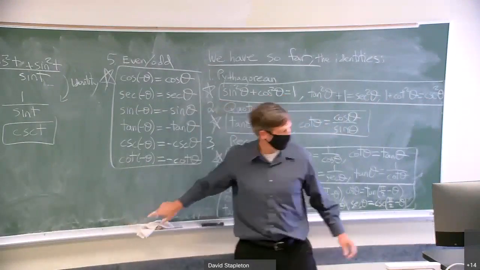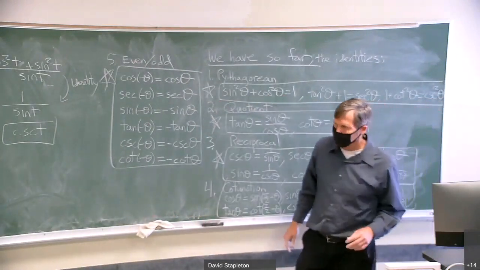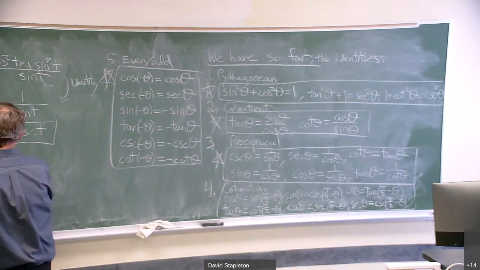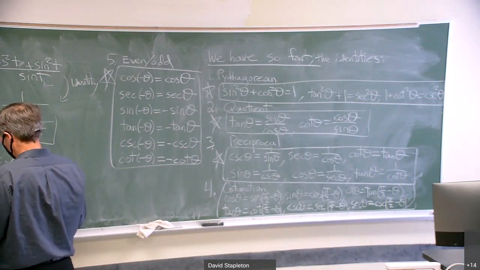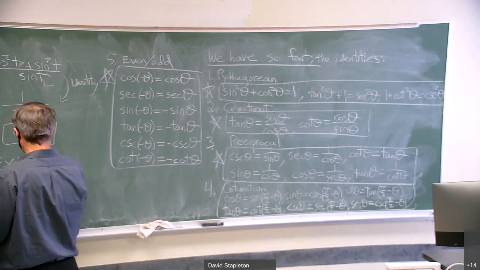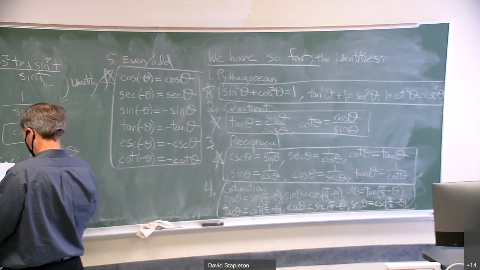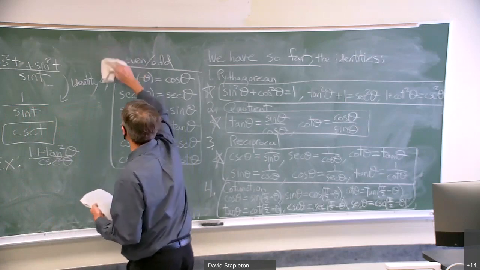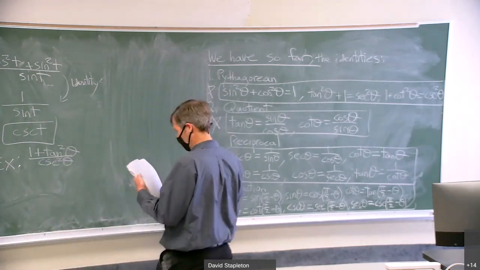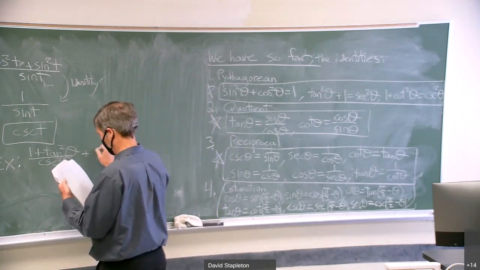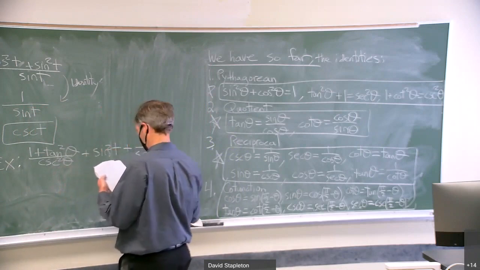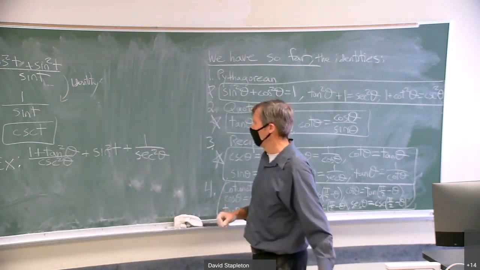All right, so here's another one. Let me do 1 plus tangent squared over cosecant squared plus sine squared, plus 1 over secant squared. How about that? How can I simplify that?